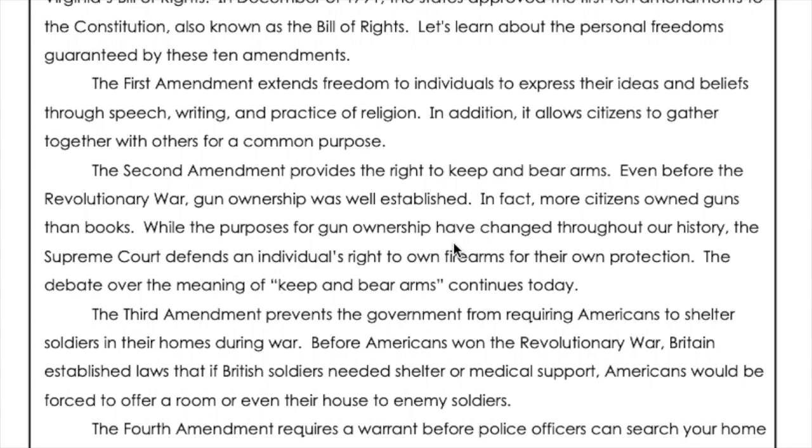While the purposes for gun ownership have changed throughout our history, the Supreme Court defends an individual's right to own firearms for their own protection. The debate over the meaning of keep and bear arms continues today. The Third Amendment prevents the government from requiring Americans to shelter soldiers in their homes during war. Before Americans won the Revolutionary War, Britain established laws that if British soldiers needed shelter or medical support, Americans would be forced to offer a room or even their house to enemy soldiers.